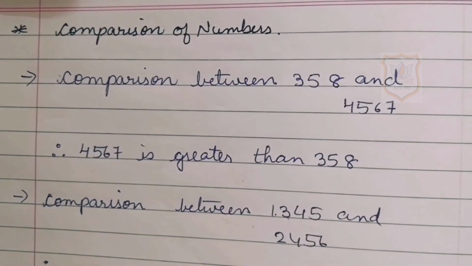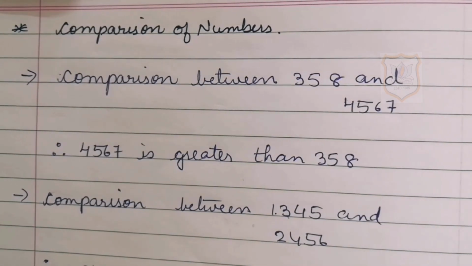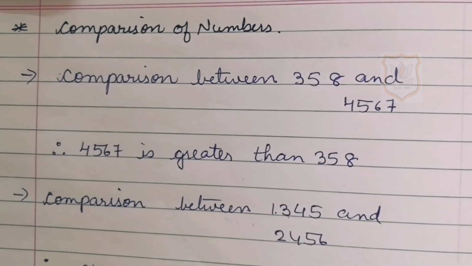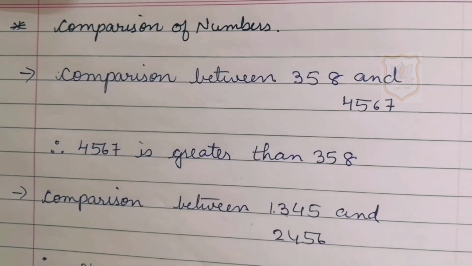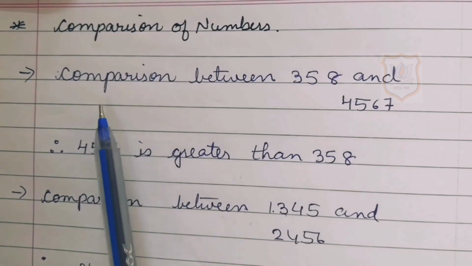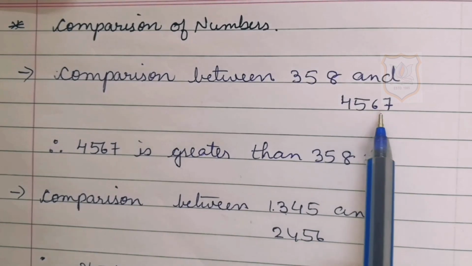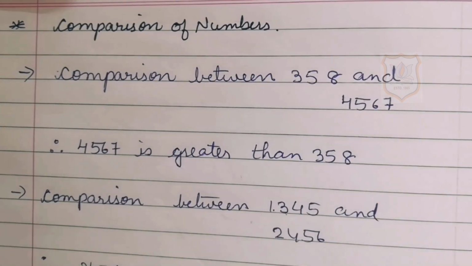Now our next topic is comparison of numbers. We often need to compare the two or more numbers. Here are some of the ways it can be performed easily. Number 1, if two numbers have unequal number of digits, then the number with the greater number of digit is greater. For example, comparison between 358 and 4567. Now here these two numbers have unequal number of digits.